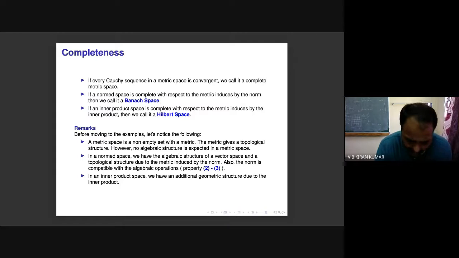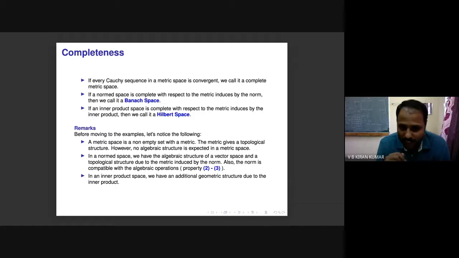But the fact is that a metric space need not have any algebraic structure in general. For example, the closed interval [0, 1], you can make a metric space. The natural number set, you can make a metric space. A singleton set, whatever. You can bring a metric anywhere, okay? But you don't expect any algebraic structure there.